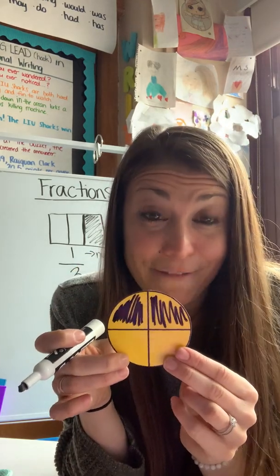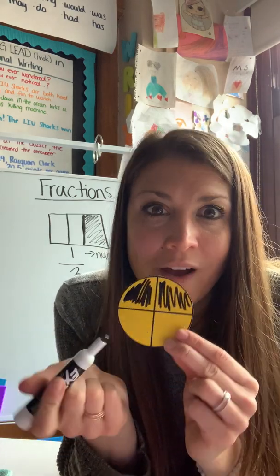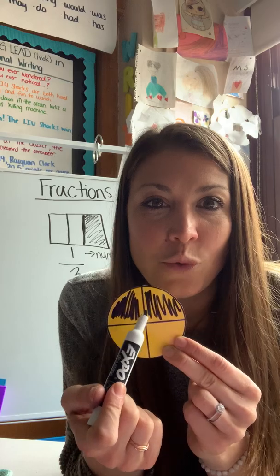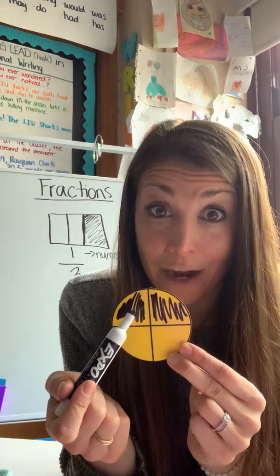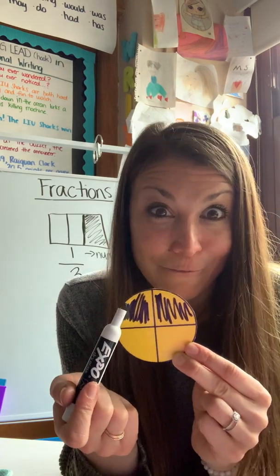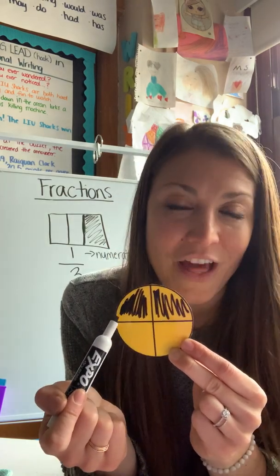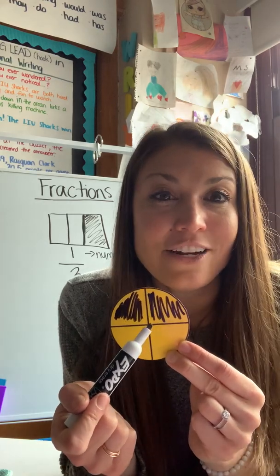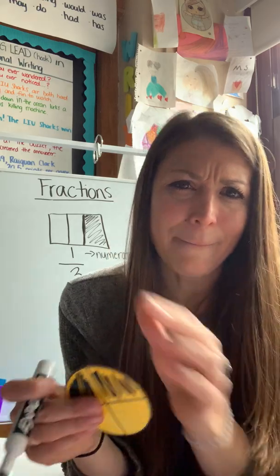Can you tell me what this fraction is? Yes, it's 2/4. There was 2 parts of the whole, and the whole had how many parts? Yeah, 4. I know that there's 2 parts out of the whole that are shaded, so this fraction would be 2/4. Awesome work. Pat yourself on the back.